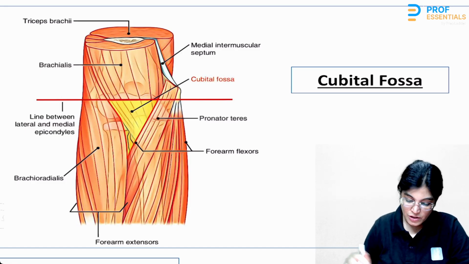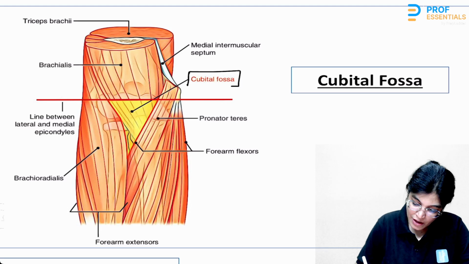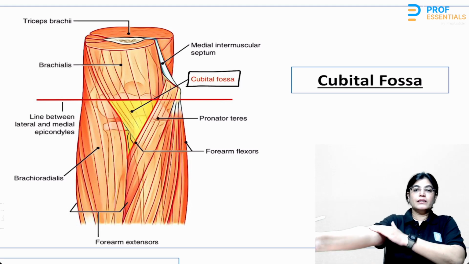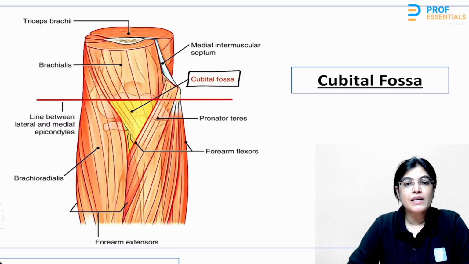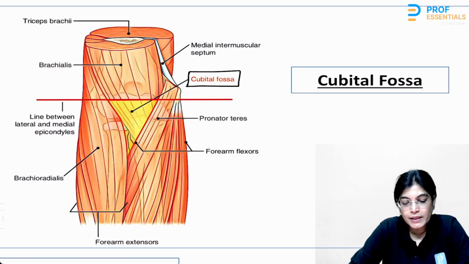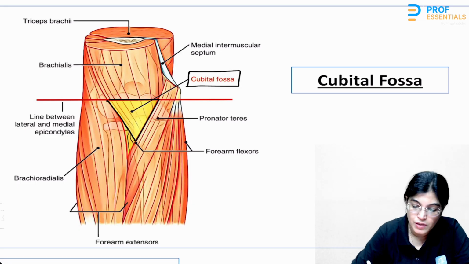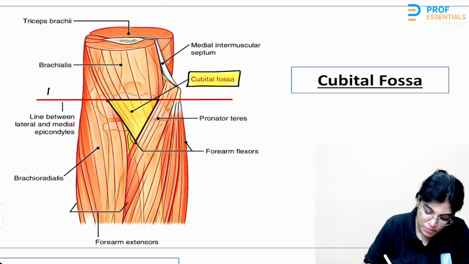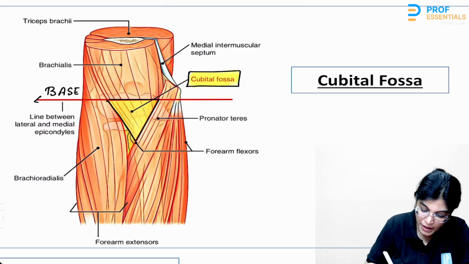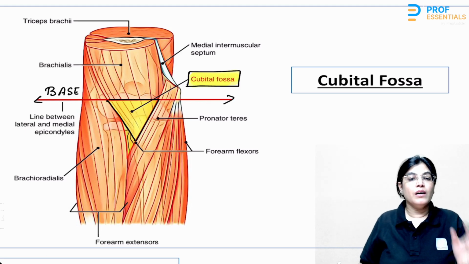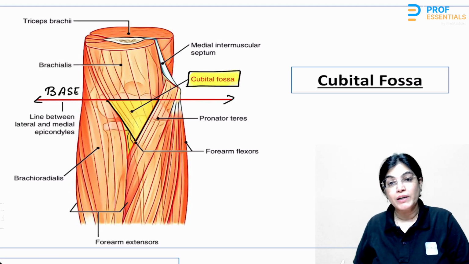Firstly, let's understand. Can you appreciate this triangular area of depression lying anterior to the elbow joint here? This triangular area of depression is the cubital fossa. If you want, I can highlight this triangular area. So this exactly is the cubital fossa. If I talk about the base of the cubital fossa, this is formed by an imaginary line running between the lateral and medial epicondyle of the humerus bone.